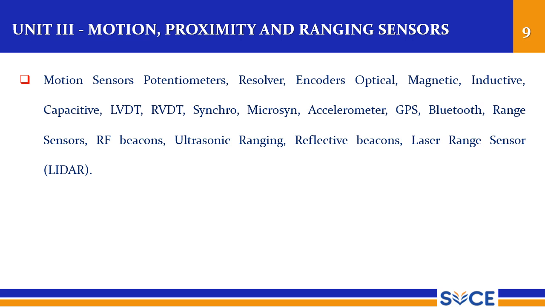Under unit number 3, we have motion and proximity and ranging sensors. These are the 3 types we are going to deal here. Motion sensors are like potentiometers, resolvers, encoders. Encoders are different types: optical, magnetic, inductive, capacitive. We have LVDT, RVDT, synchro, microsyn, accelerometer, GPS, Bluetooth, ranging sensors, RF beacons, ultrasonic ranging, reflective beacons, laser range sensors, that is LIDAR. LIDAR is another widely used type of sensor.